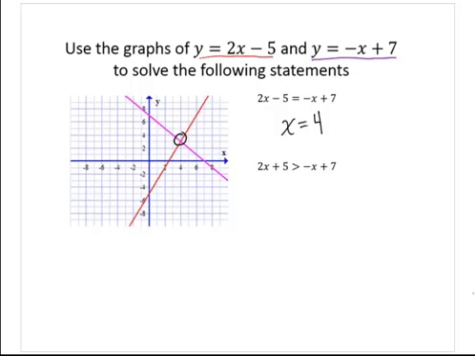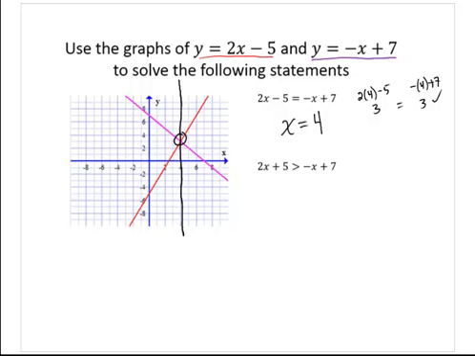So notice if we were to substitute back into the equation, 2 times 4 minus 5, that's 8 minus 5, is 3, and the opposite of 4 plus 7, negative 4 plus 7, is also 3. 3 equals 3, that's our check. That happens when x equals 4, so therefore the solution is x equals 4. Now what I like to do at this point is to draw a boundary. So there's the boundary at x equals 4.